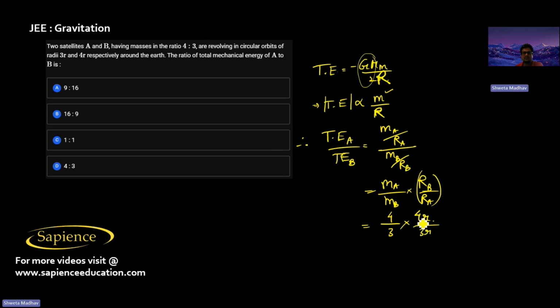So that is also 4:3. So r will cancel. So this will be 16 by 9. So the required ratio is 16:9. So option B is the correct answer.